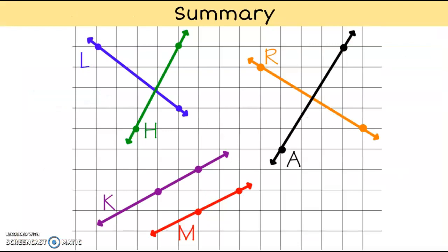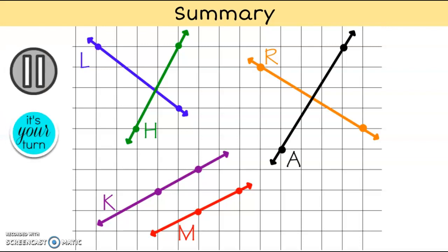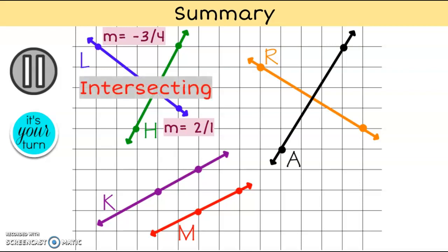Before we finish this lesson, pause this video and practice your learning and determine which lines are parallel, perpendicular, and intersecting. Let's see how you did. We will start with L and H. The slope of L is -3 over 4 and the slope of H is 2 over 1. These two slopes are different. They have no relationship. We know they are intersecting.